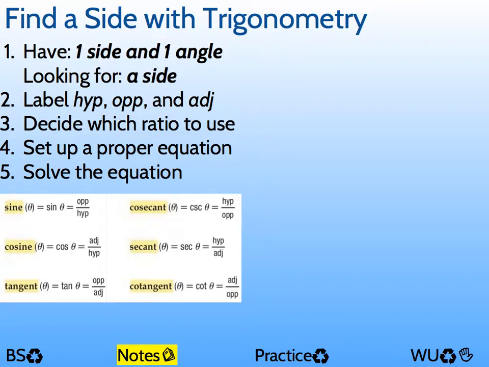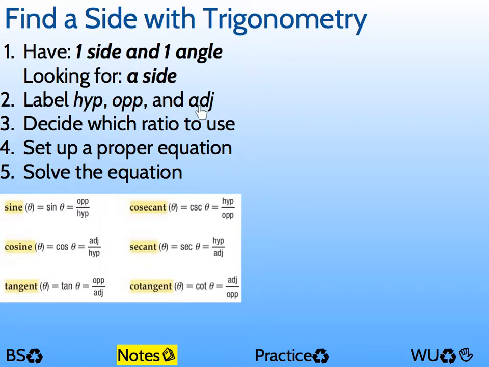You can use trigonometry to find a side in a right triangle. And the way you do that is if you're given one side and one angle of the triangle, and then, of course, you're looking for a side. The first step you would do after you know that you need trigonometry is you would label the hypotenuse, the opposite, and the adjacent, which is what we've been doing. The next step is decide which ratio to use.